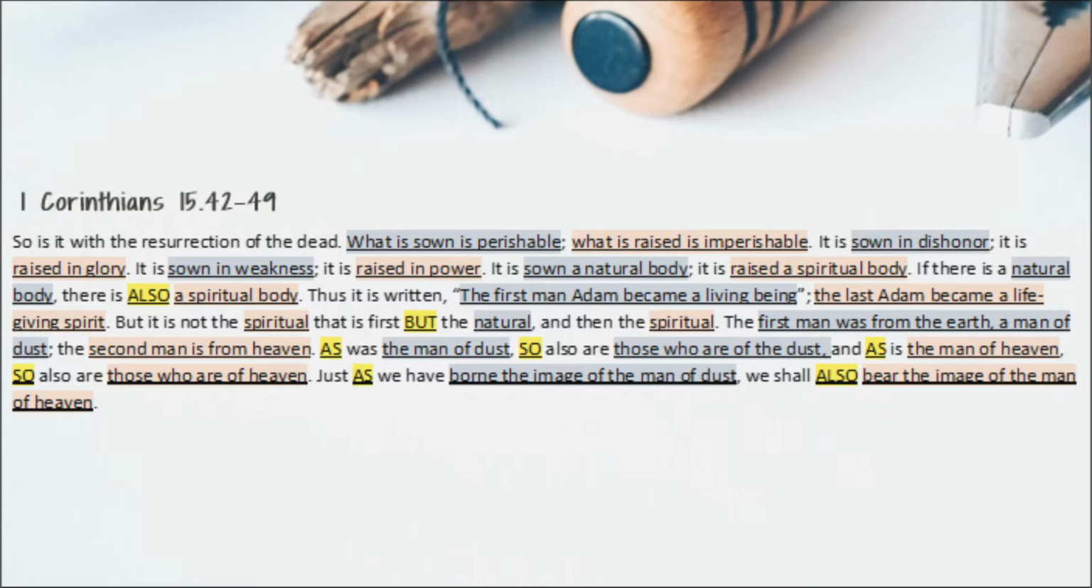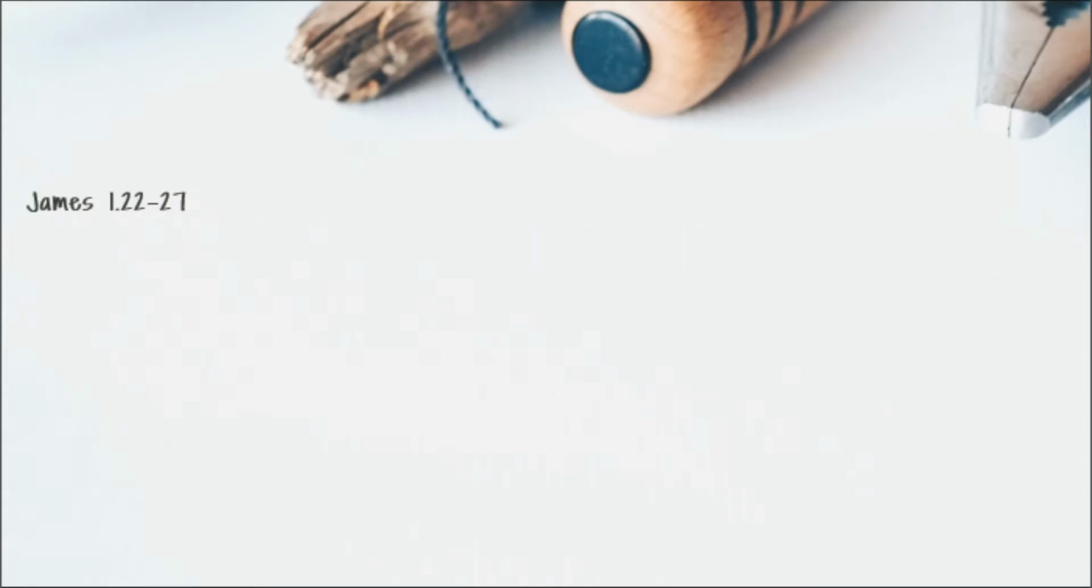Easy. Easy peasy. For shizzle. Good job. You guys good on that one? Yeah. Okay, cool. James chapter 1. This one is also almost fully highlighted.